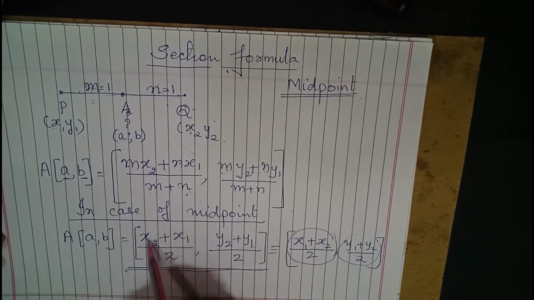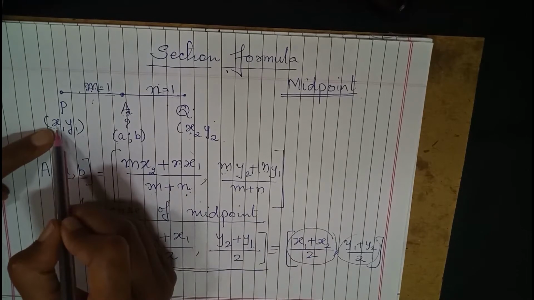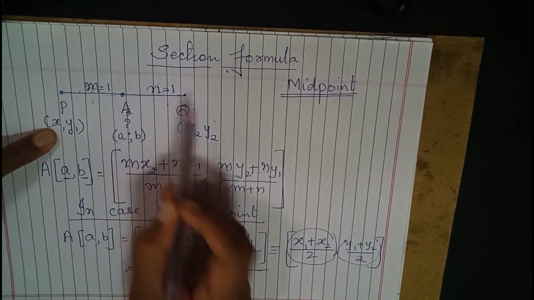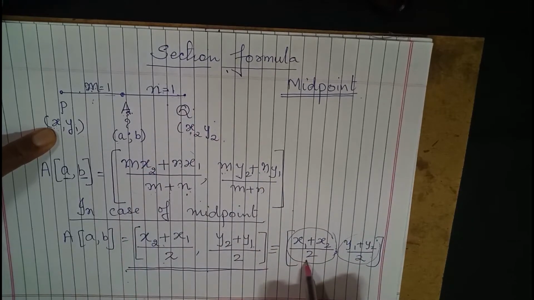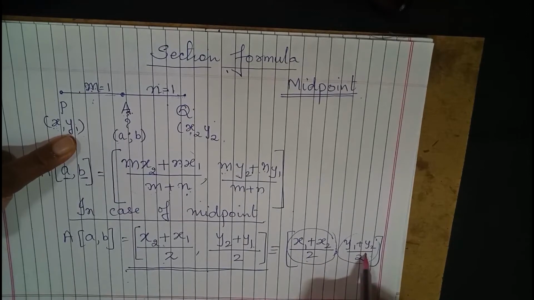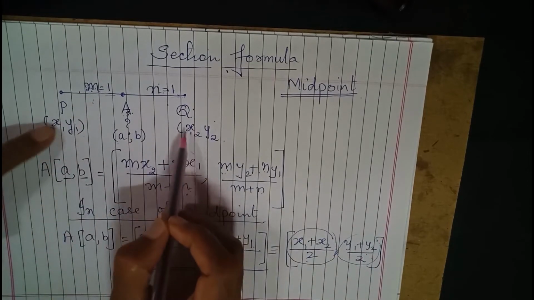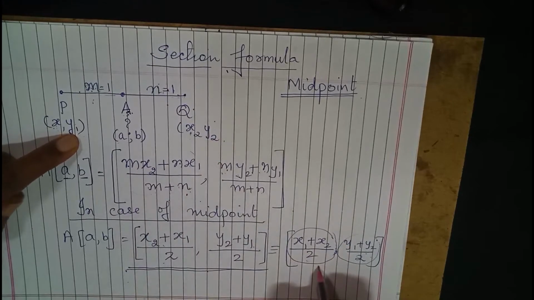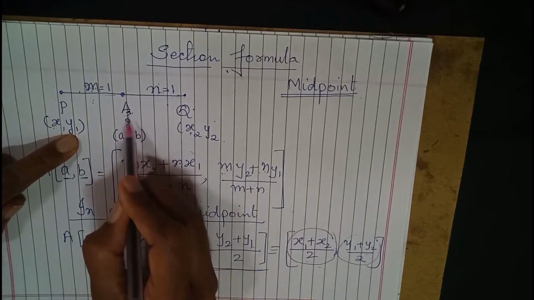So we rearrange this for the sake of ease in understanding or remembering the formula. x1 plus x2, that is x1 from here, x2 from here, that is the x coordinate of P and the x coordinate of Q, divided by 2. Then the y coordinate of P plus the y coordinate of Q divided by 2. That is exactly half of the addition of the two x coordinates and two y coordinates will give us the midpoint, that is, the coordinates of the midpoint.